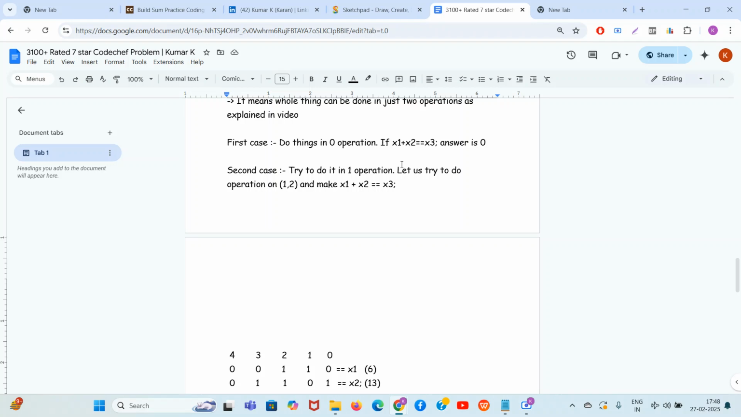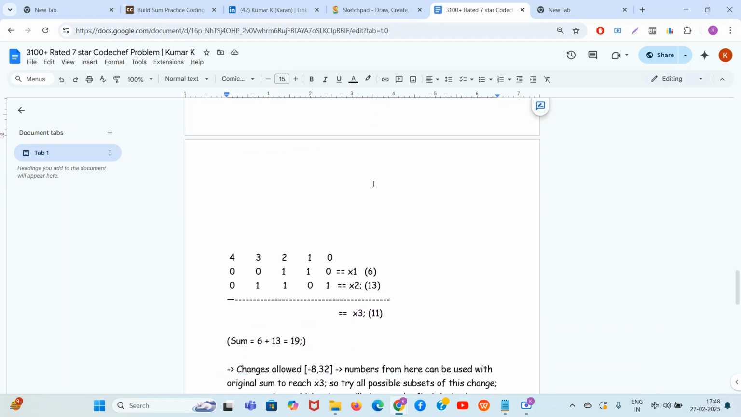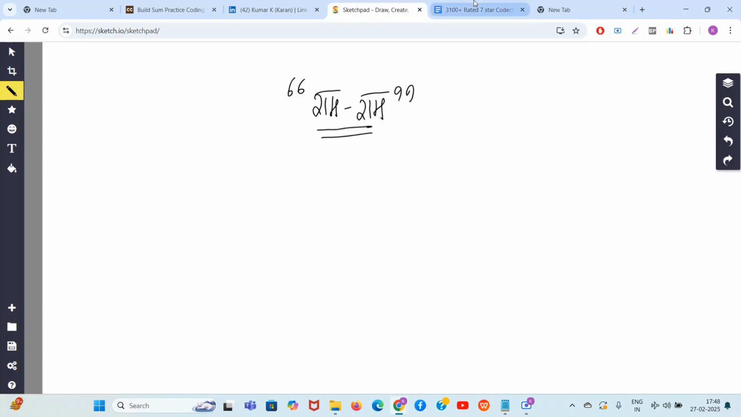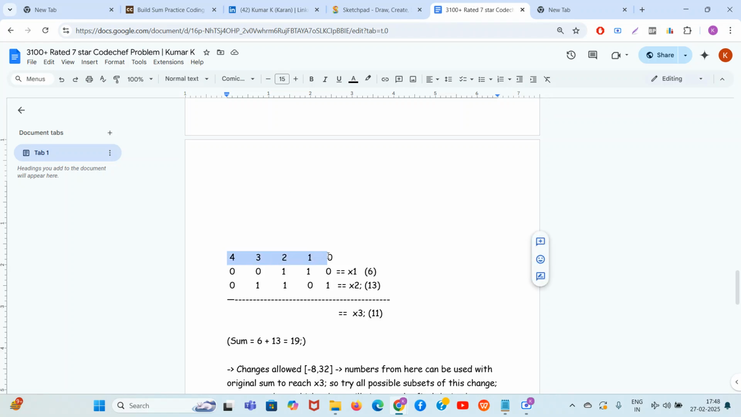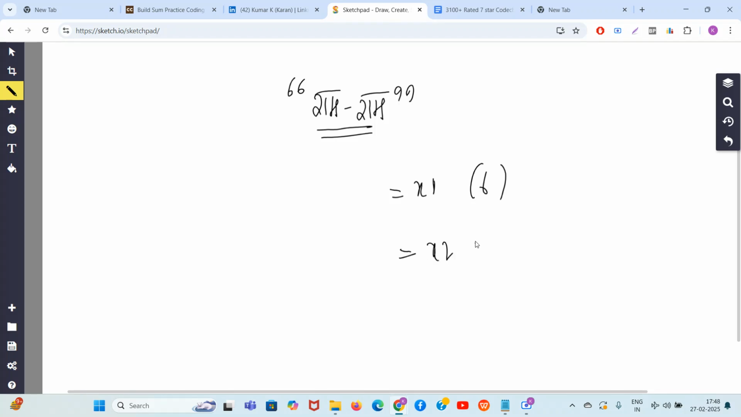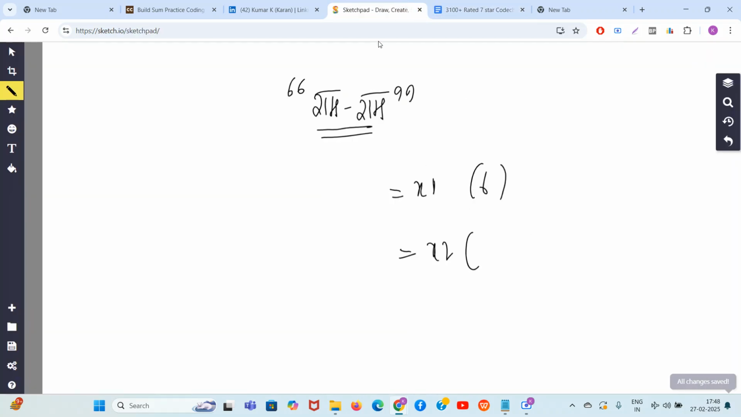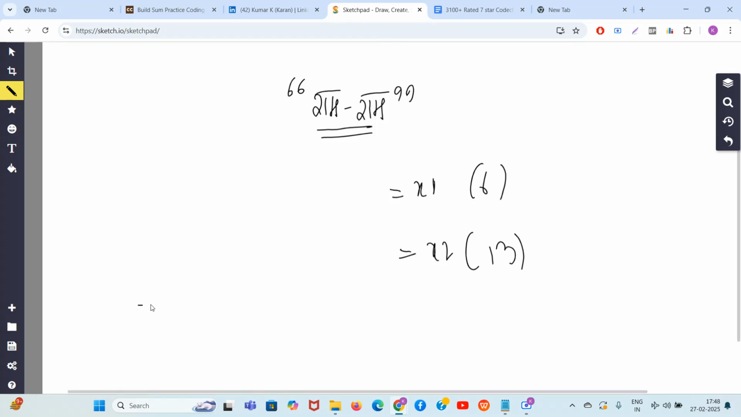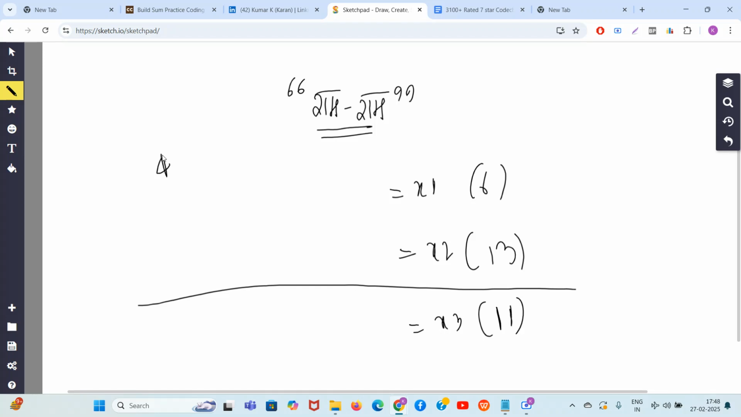Let's try to do it in one operation. Let us try to do the operation on the first number and the second number, and let's try to make x1 plus x2 equal to x3. Okay, so guys, there can be maximum 30 bits only, right? So for this case I'm showing you only bit number 0 to bit number 4. So let's say that the first number x1 is 6, second number x2 is nothing but 13. We want their sum to be equal to x3, which is 11. And this is fourth bit, third bit, second bit, first bit, zeroth bit.